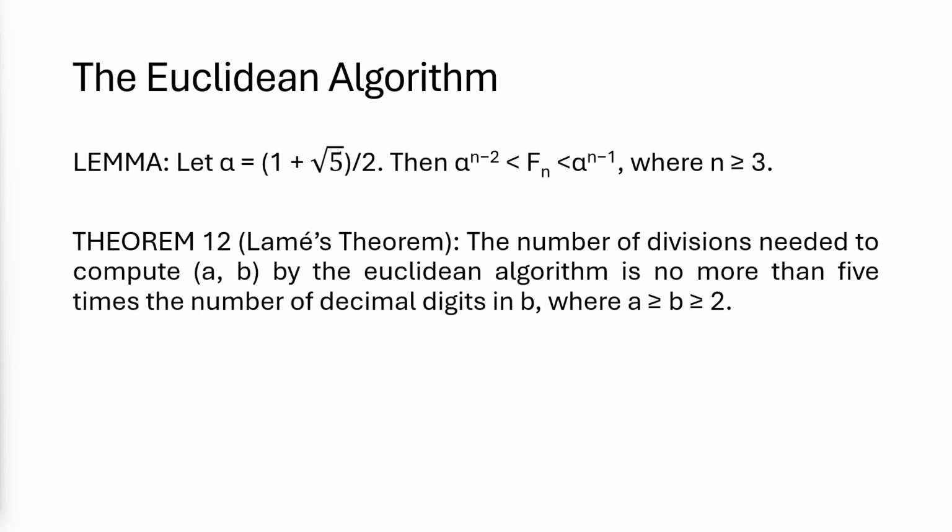Now, we have here the lemma. Let alpha be equal to the quantity 1 plus square root of 5 all over 2. Then alpha raised to n minus 2 is less than f sub n, which is less than alpha raised to n minus 1, where n is greater than or equal to 3.